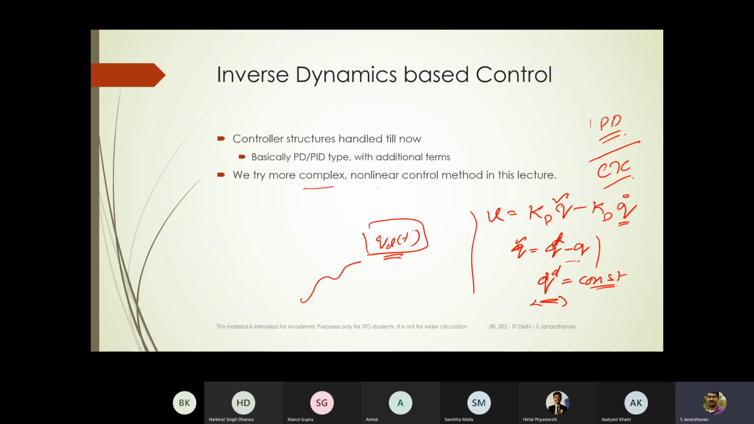And basically what we'll be doing is we will reverse engineer the control from the desired trajectory. So you have a desired trajectory, and from the desired trajectory you say what will be the desired error profile that you want, and from that you define what should be the acceleration that the joint has to follow, and from that you see what is the torque. So that's the basic strategy. I'll elaborate as we progress into the lecture.